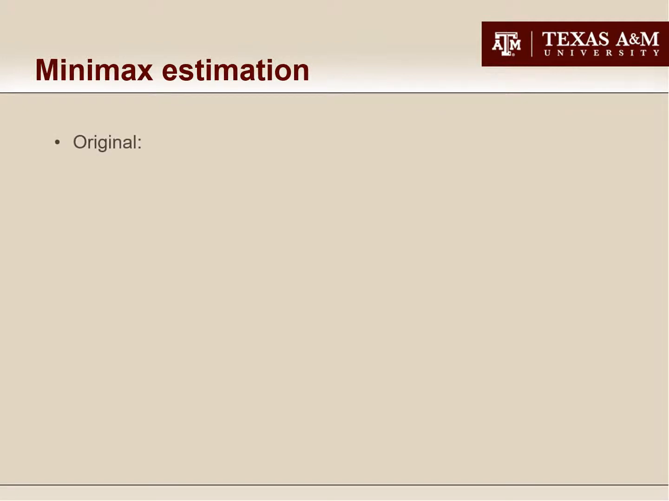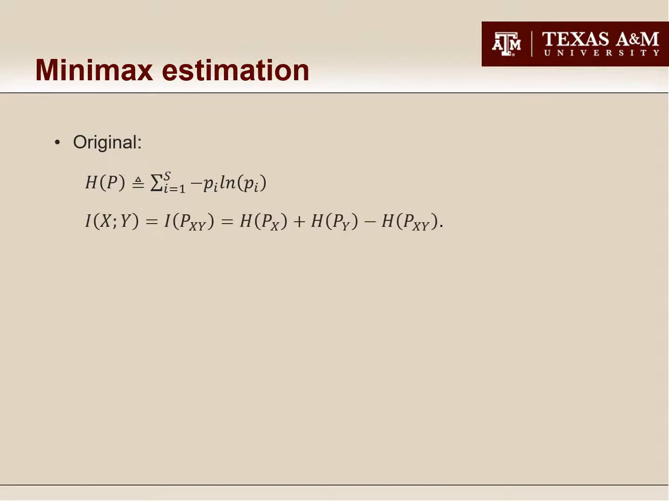First, consider the original way of computing the entropies. That is, H(P) is equal to the sum of minus p_i ln p_i. And the mutual information I(X;Y) is just equal to H(P_X) plus H(P_Y) minus H(P_XY). Now we consider the minimax estimation.